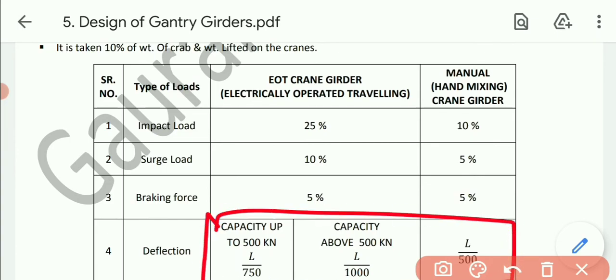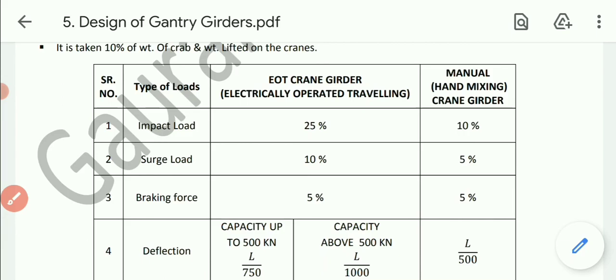So this is the theoretical portion of the chapter on the gantry girder. In the next video I will cover the design of the gantry girder.